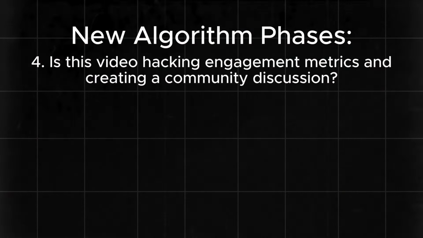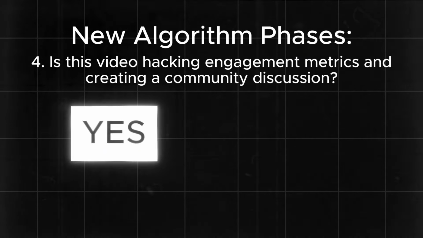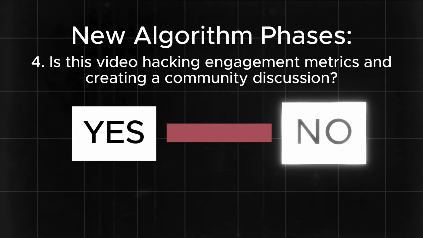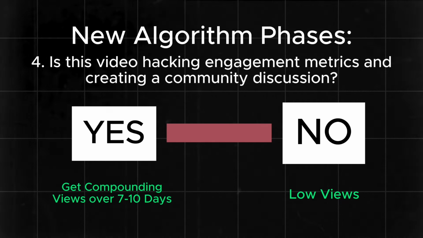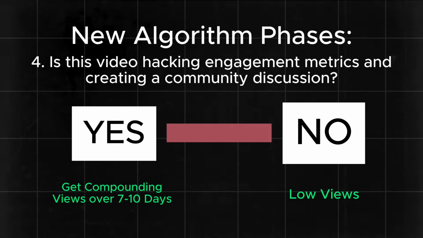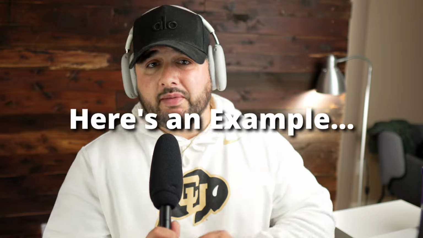The next phase that your video goes through is: is this video hacking engagement metrics and creating community discussion? Now, if yes, it may not get the immediate views that some of the viral videos get in those other 3 phases, but it's going to get quality views and they're going to compound over 7, 10, or even 30 days. Now, if your video is not hacking engagement, getting a lot of watch time, shares, likes, etc., and is not creating any community discussion, this is where people are getting stuck in their low views. This is where videos are getting 200-300 views, maybe 500 to even 1,000 views, and they're just instantly halting and not getting many more views after that.